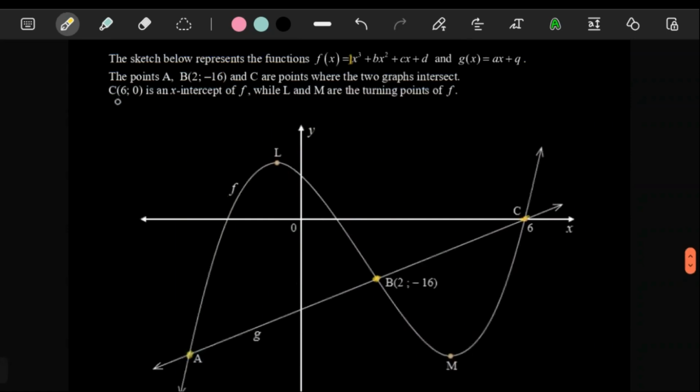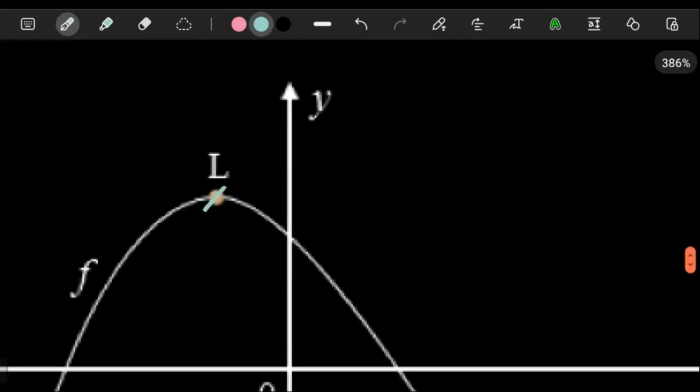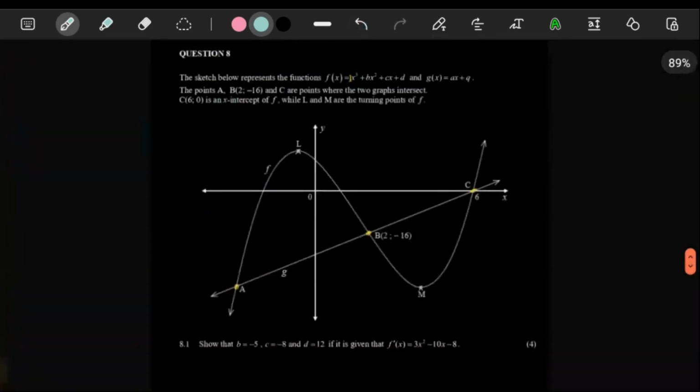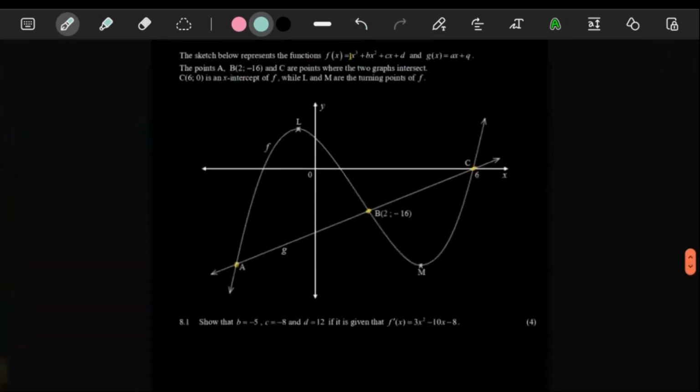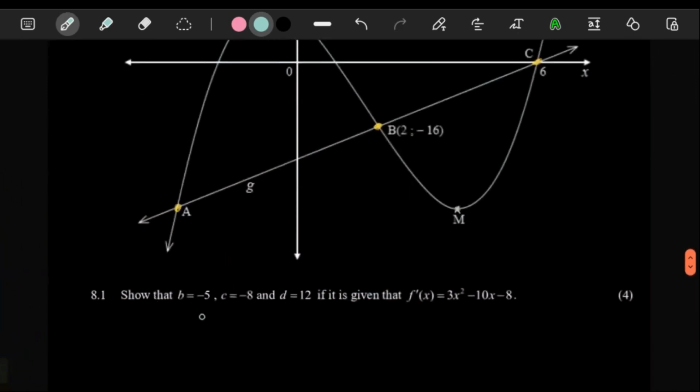Okay, fine. And then it says here, C is the x-intercept of f, while L and M are the turning points. So there's a turning point over here, and then there is a turning point over there. Okay, so this doesn't look bad at all, because we just have to keep an open mind. It says show that B and C are equal to these values, and then D is equal to 12, given that the first derivative is this.